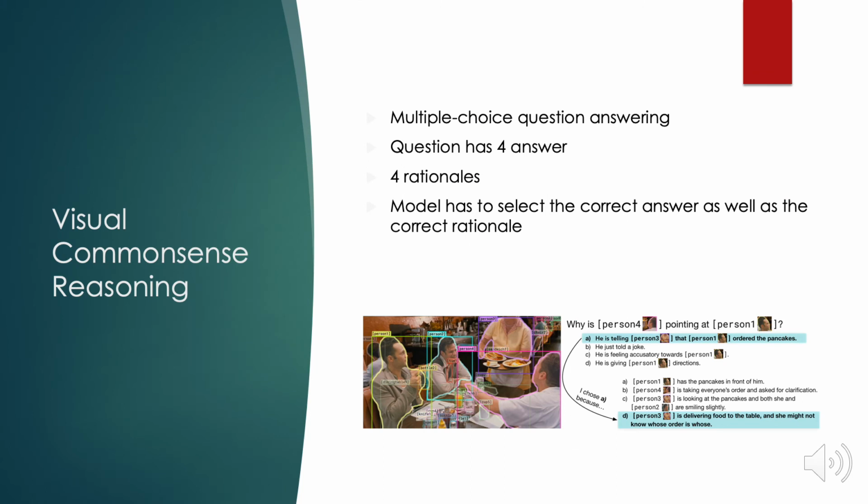One of the more complicated tasks is visual commonsense reasoning. Here it's not enough to simply ask a question; it also has to choose a rationale. So you'll have a question with 4 answers and 4 rationales, and not only does the model have to guess correctly what the question is asking, but also why. The example here: why is person 4 laughing at person 1? Well, the answer is easy enough, but the rationale is the interesting part.